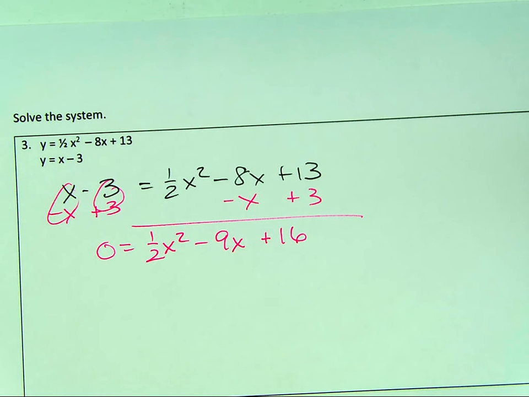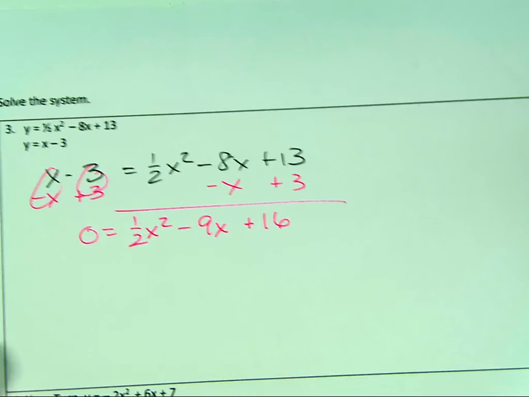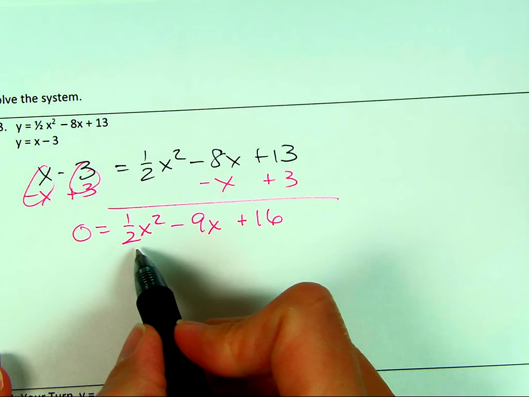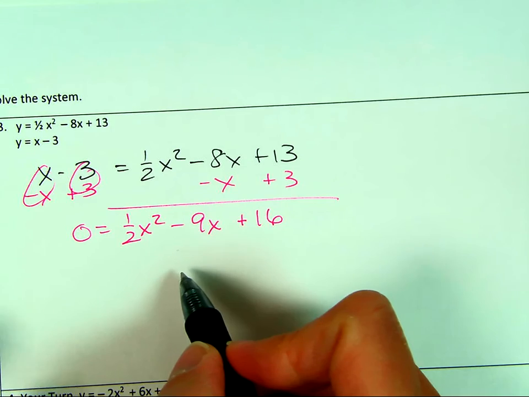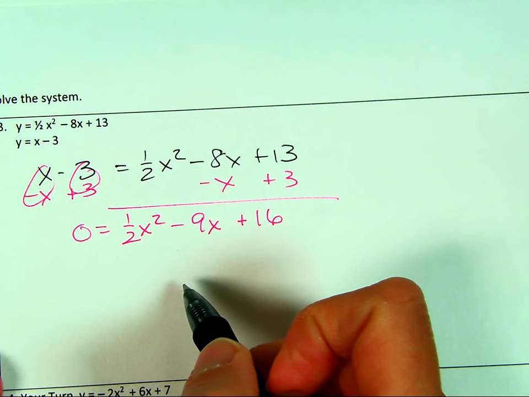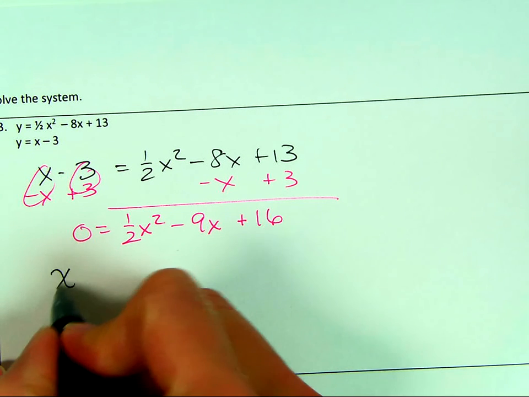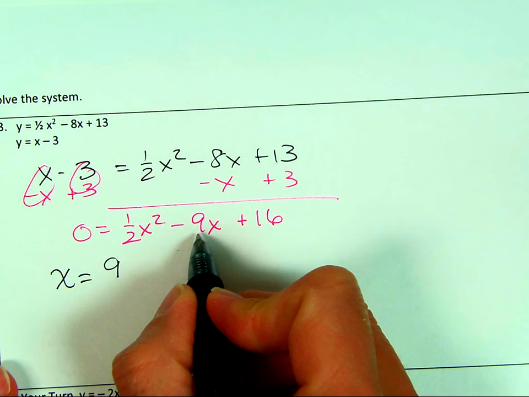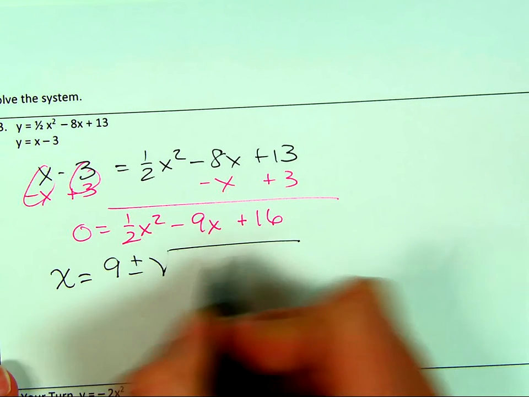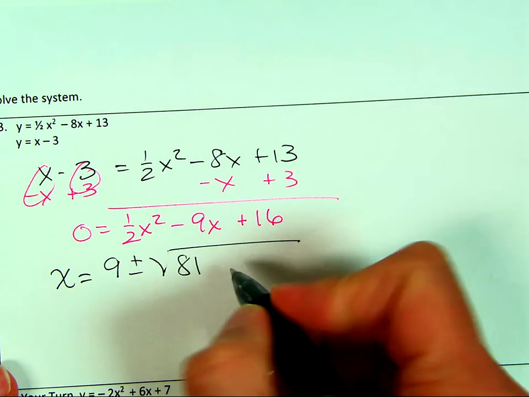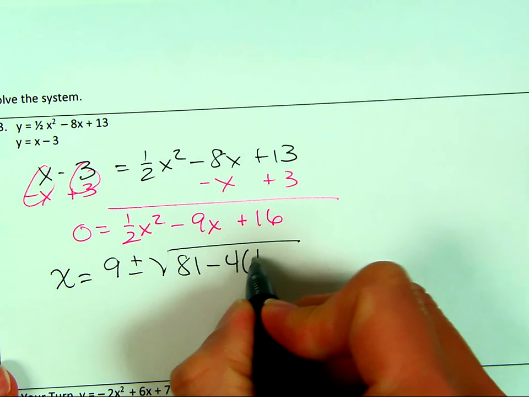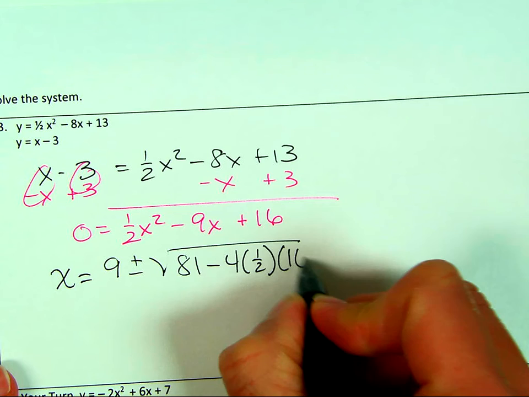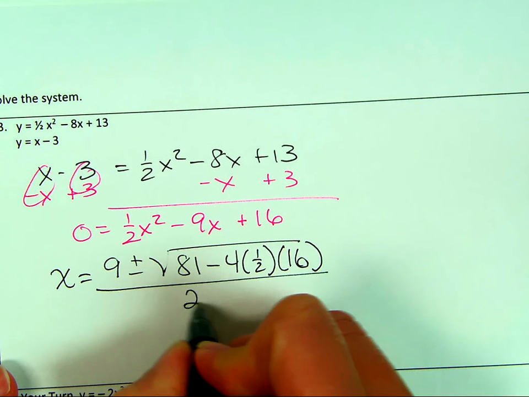There are different ways you can solve it again, but if you just want to use factoring, you can. But I'm going to switch it up this time. I'm going to use the quadratic formula. So x equals the opposite of b, or negative b. B is negative 9, plus or minus the square root of b squared, that's 81, minus 4 times a times c, all over 2 times a.